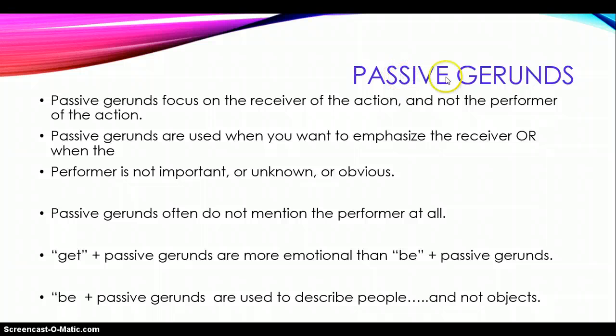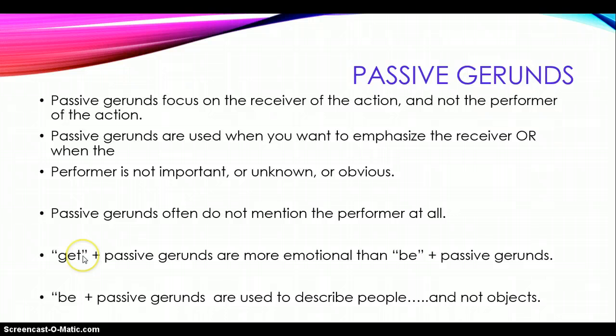Now let's talk about passive gerunds. Passive gerunds focus on the receiver of the action and not the performer of the action. Passive gerunds are used when you want to emphasize the receiver, or when the performer is not important, or the performer is unknown, or it is obvious who the performer is. Passive gerunds often do not mention the performer at all.